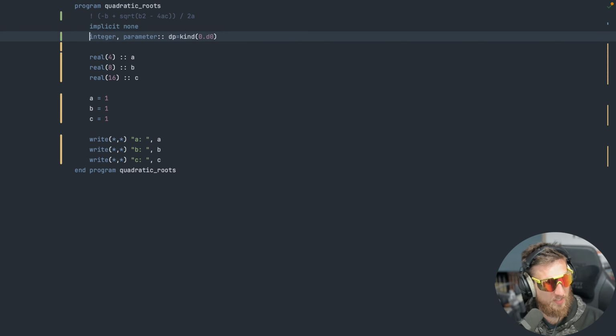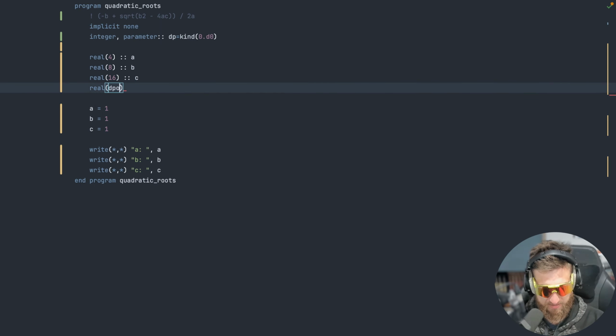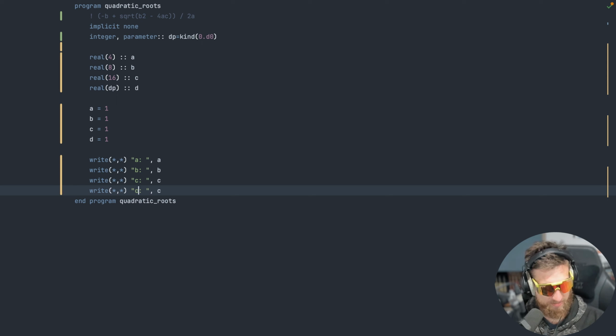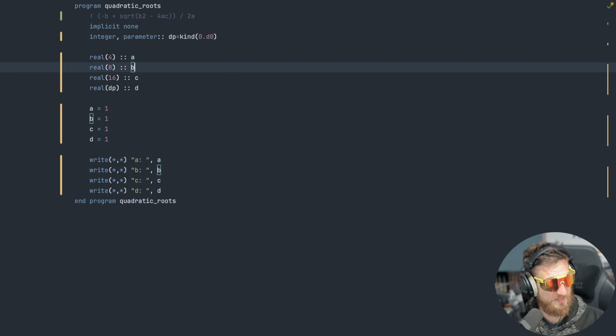So if I do this, we have a parameter called DP, which is of kind this. I'm assuming it's some magic inbuilt thing in Fortran, and it's an integer. Now you can use it in real, since real takes an integer kind. Let's call this DP. No, I can't do that. Let's call it d. So we make d equal 1, and then we write d. Let's see what this looks like. This is kind of new to me. Let's compile it.